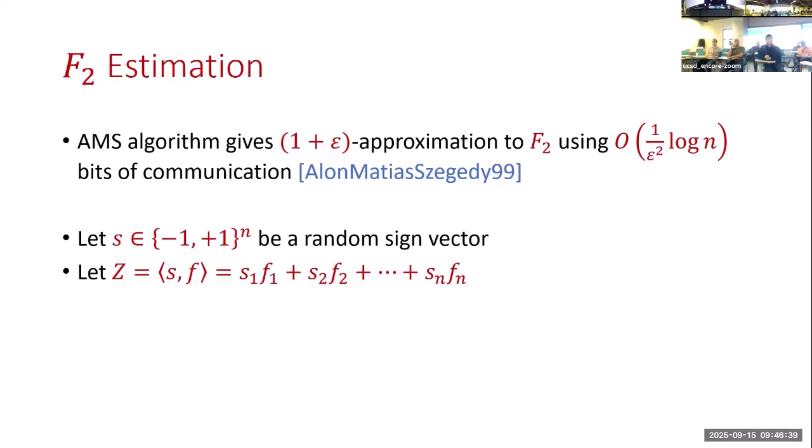And the algorithm is so simple that I can't resist just telling you both the algorithm and analysis here. The algorithm is as follows. Let S be a random sign vector, so each coordinate of S is plus or minus 1 with probability half. Now let's assume that we can store S implicitly somehow, so we don't pay for actually storing S. Then what we want to do is just keep Z, which is the dot product of this random sign vector with our frequency vector. And this can be maintained implicitly and efficiently in a stream, because whenever you see an update to i, you can just add S_i to your running sum for Z.